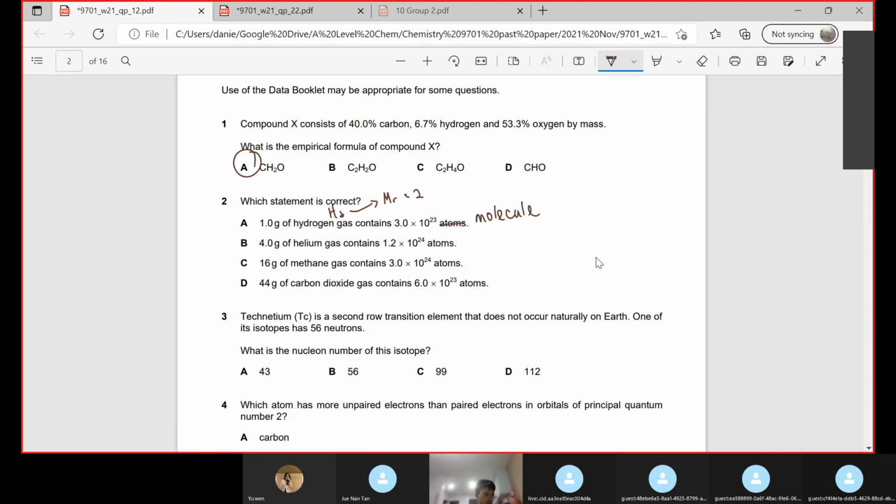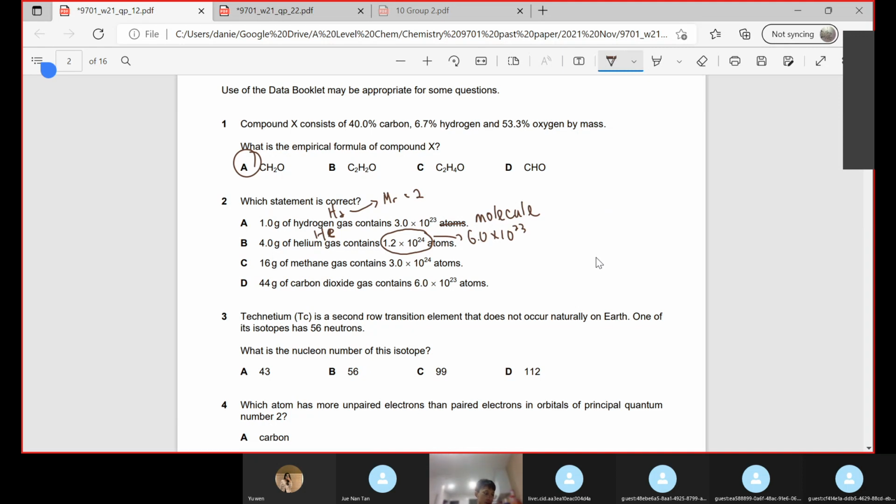B, helium. Helium is an atom, right? Helium usually has a mass number of 4. So 4 divided by 4 gives 1 mole, which is 6.0 times 10 to the power of 23 atoms. So the value here is wrong.